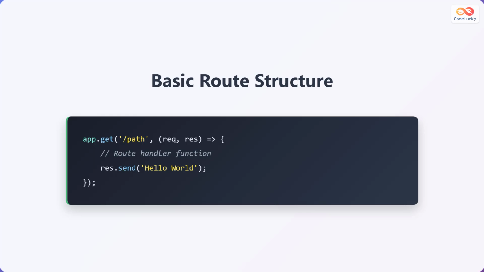Let's look at the basic route structure in Express. At its core, a route associates a specific URL path with a function that will handle requests to that path. Here's an example: app.get('/path', (req, res) => { This defines a route that listens for GET requests to the / path.